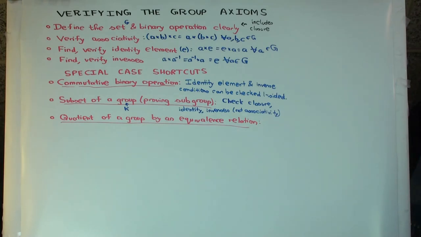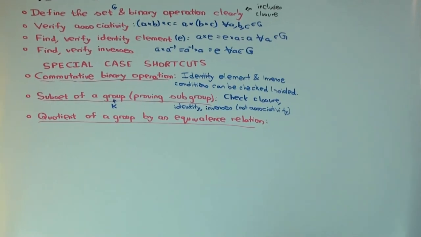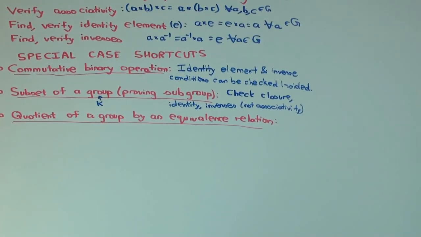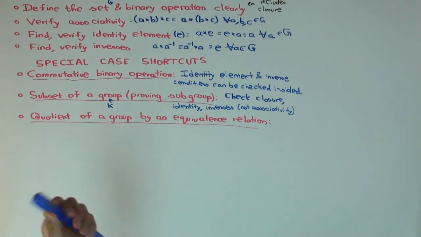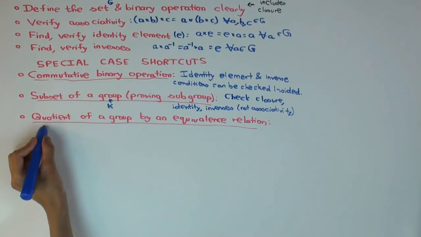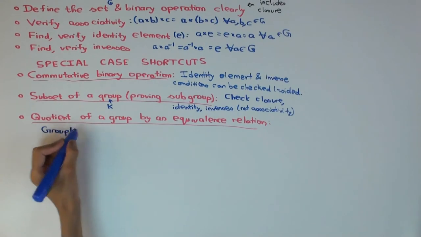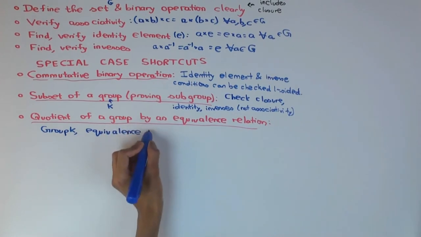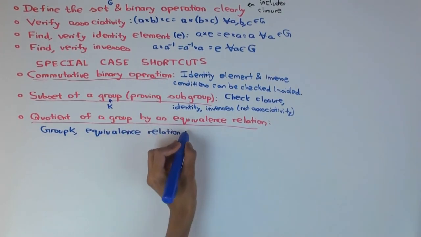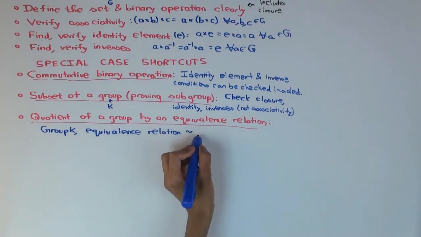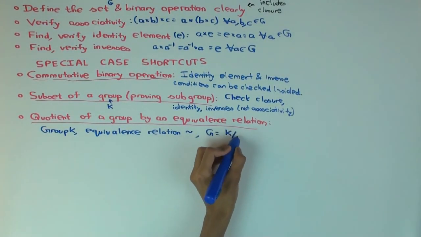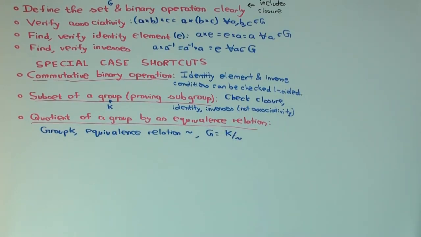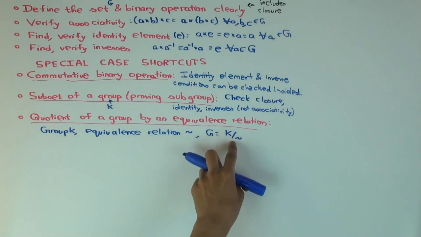Finally, the third one is a little tricky, so I'll just briefly mention it. You'll see it sometime later. Suppose I have a group K and an equivalence relation tilde on K. And G is defined as K mod the equivalence relation. Do you know what this notation means? No. So it's just a set of equivalence classes.